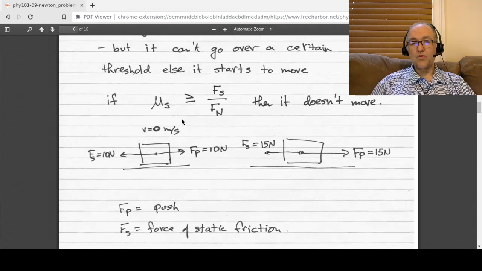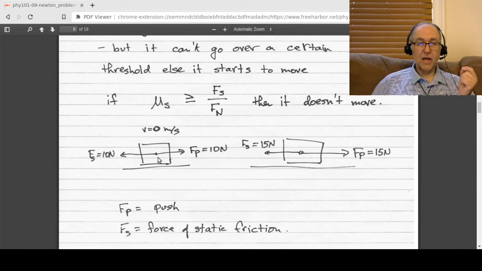Okay, so I drew a diagram here to try to give you an idea of what's going on. Never mind the forces up and down vertically. There's going to be a force of gravity down and a normal force, but just concentrate on these two forces. I've got Fp here, and that's me pushing. And assume the box is not moving. That's why I wrote here v is equal to 0 meters per second. It's not moving, okay?